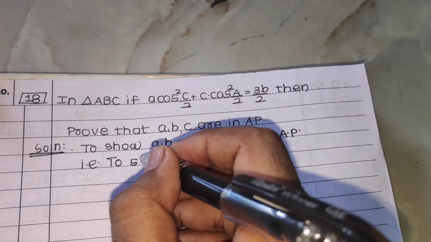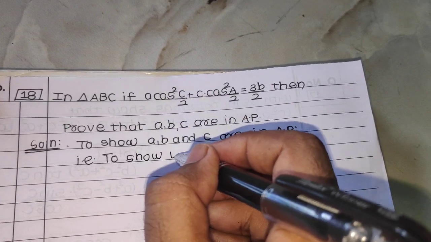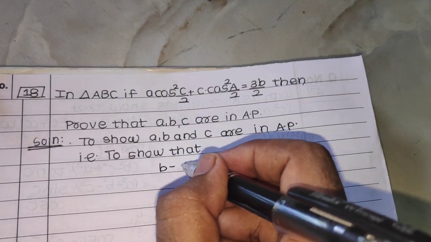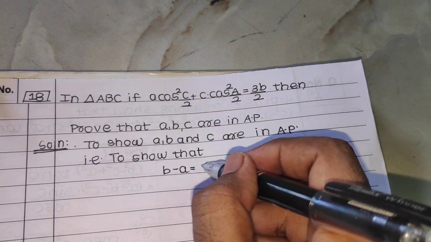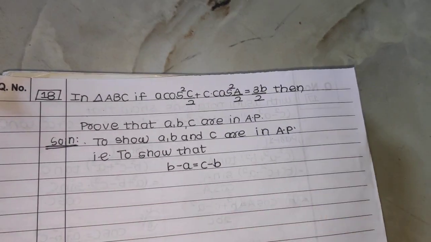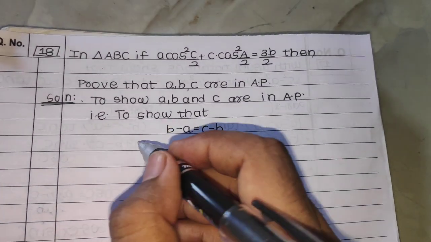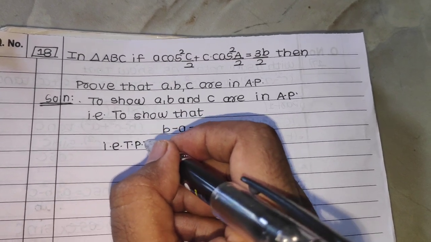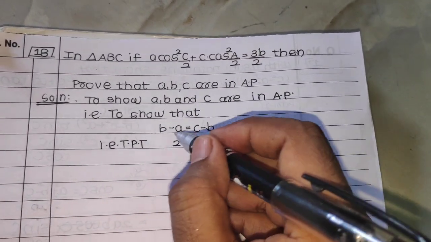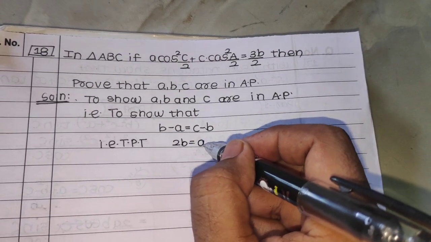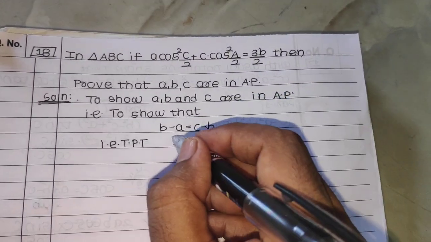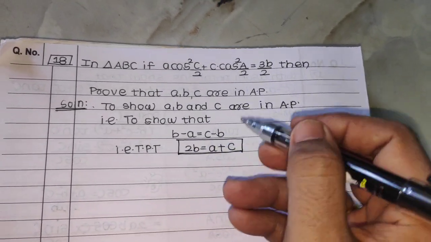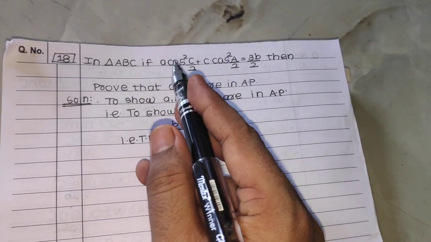To show that a, b, and c are in arithmetic progression, that is to show second term minus first term equals third term minus second. That is to prove that 2b equals a plus c. So students, this is the result which we have to prove. Now let's start.